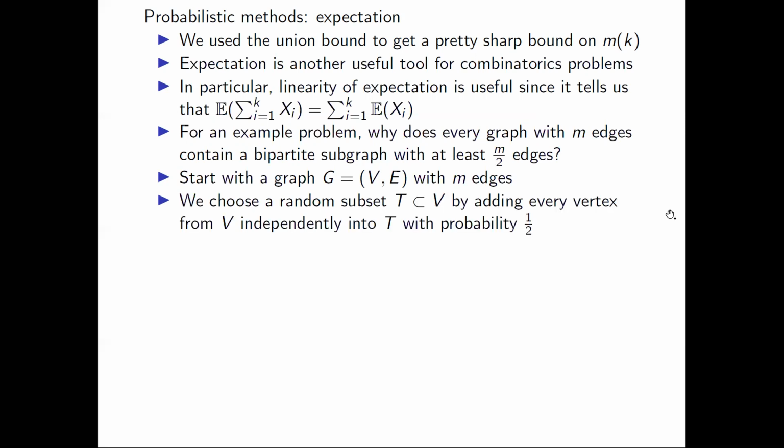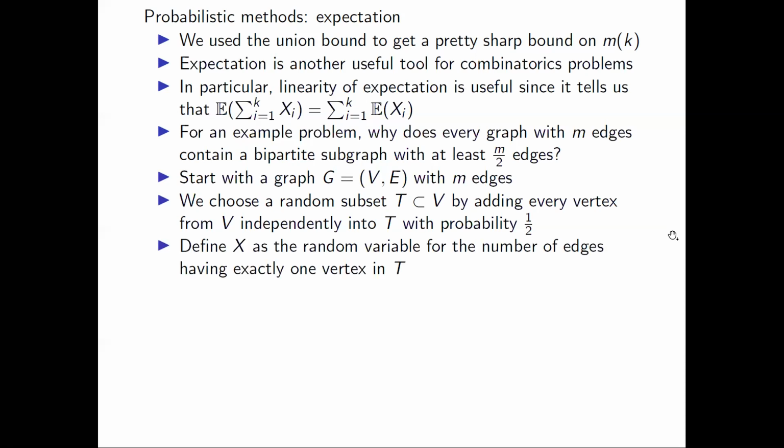We're going to choose a random subset, we'll call it T, of the vertices V, and each element of T will be chosen from V with probability 1/2. So every vertex from V will be independently inserted into T with probability 1/2. Now we're going to define a random variable x, and x will just be the number of edges having exactly 1 vertex in T.